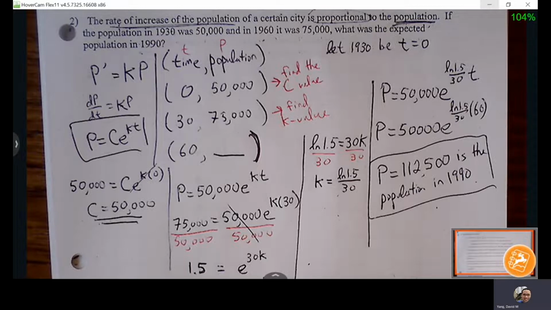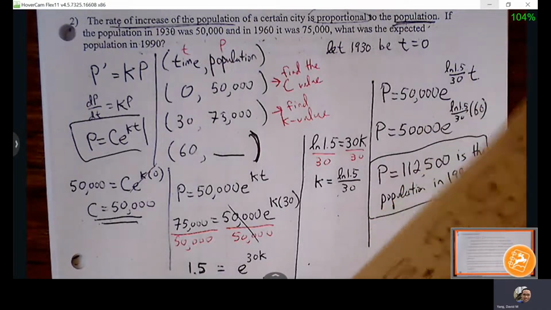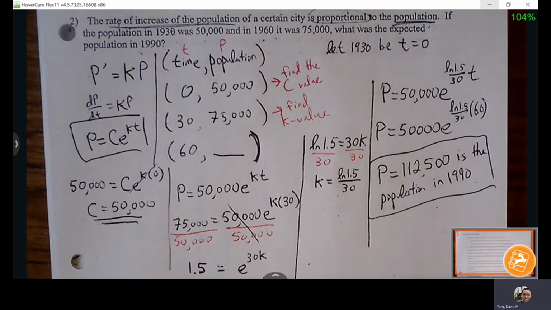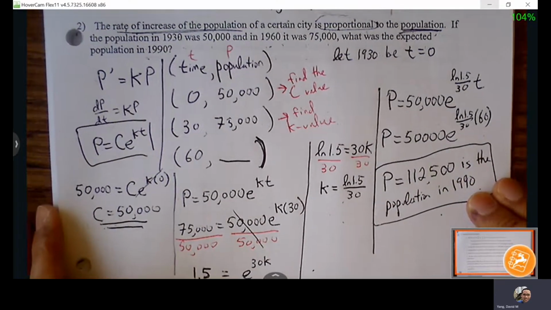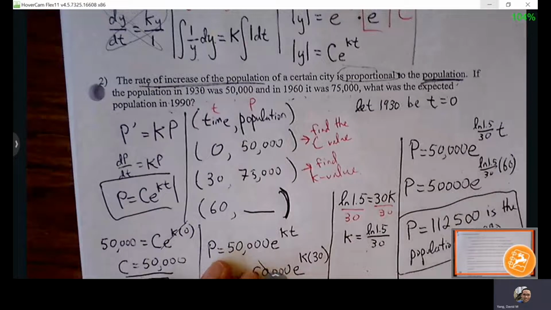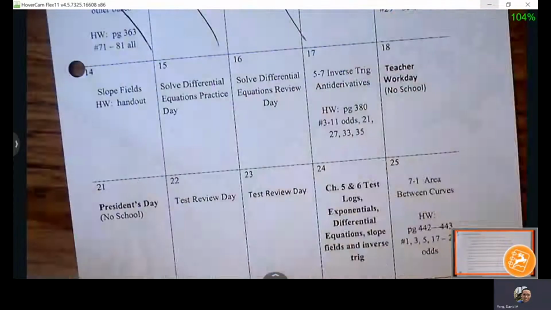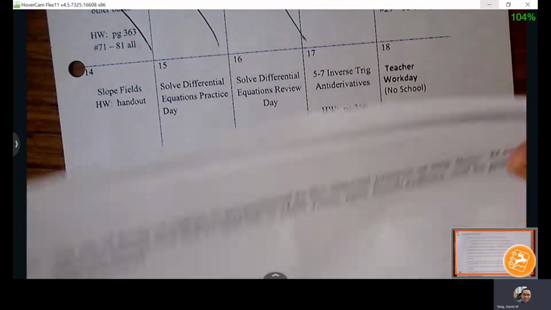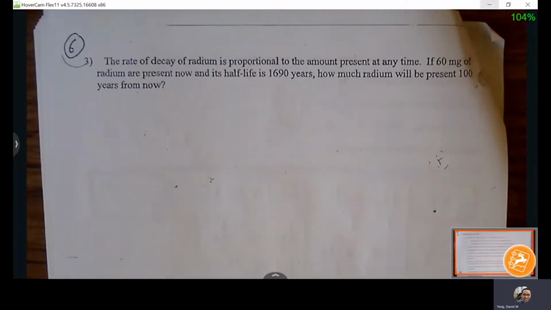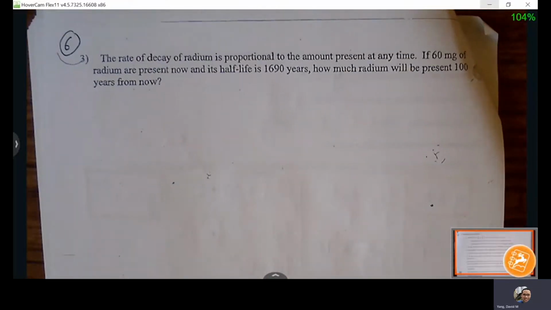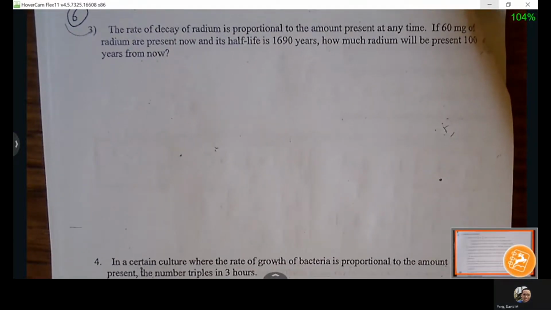Page 6, number 3. I'll talk about it in a minute just to make sure that you guys are starting off with the right steps, but go ahead and try it first. Everybody good with this page? Okay. So I provided some information on the board there.